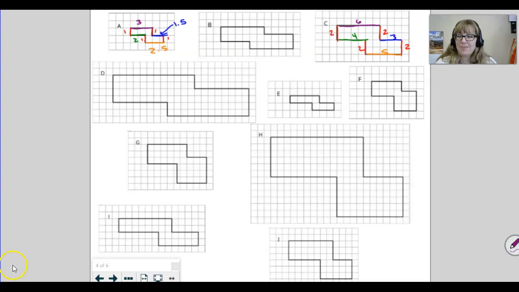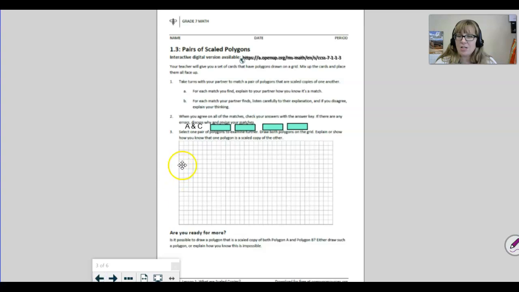Okay, and we're back. Let's take a look. I have A paired with C, and I have paired with B. I have D paired with E. I have I. I'm going to skip ahead because this one was the most challenging one. Paired with H, I have J, and finally paired with F, I have G. That one is the most tricky one, but I promise you they are scaled copies.